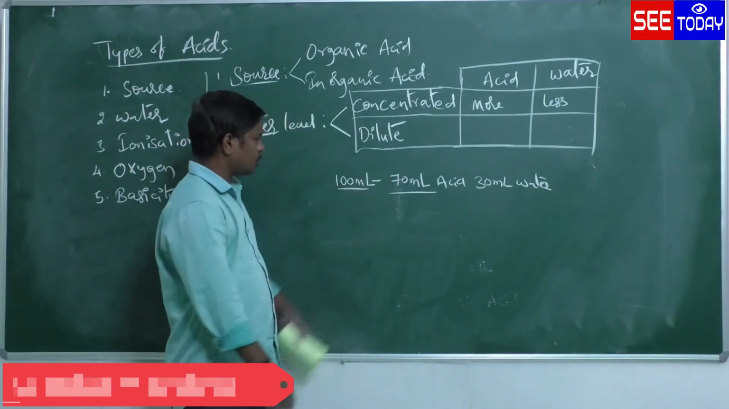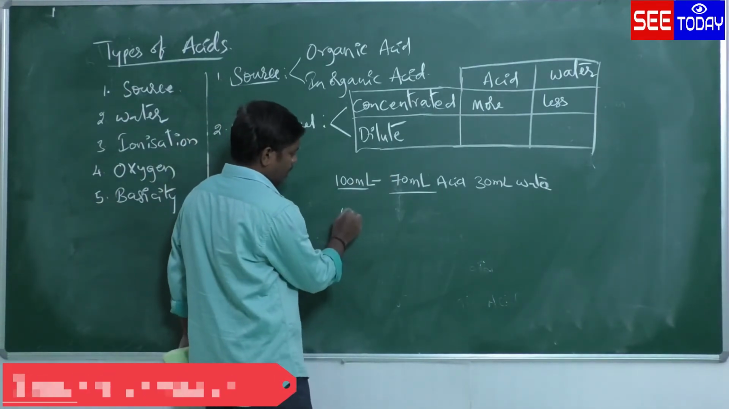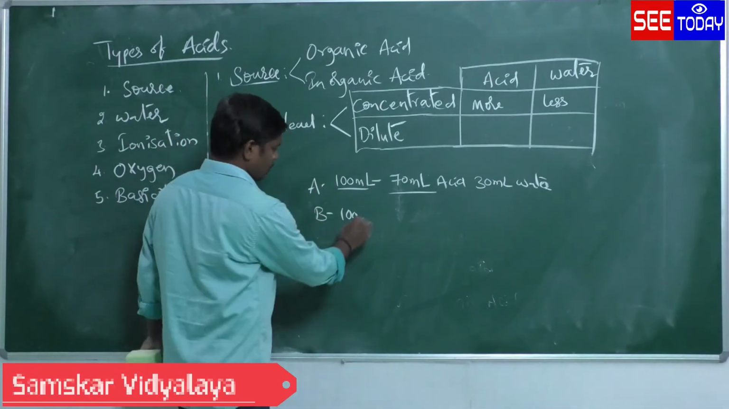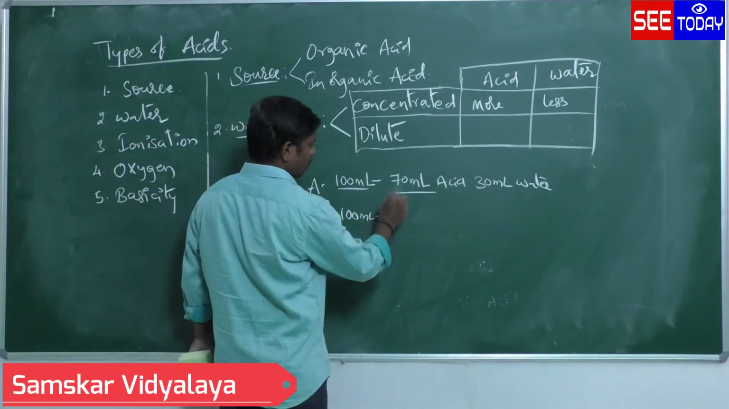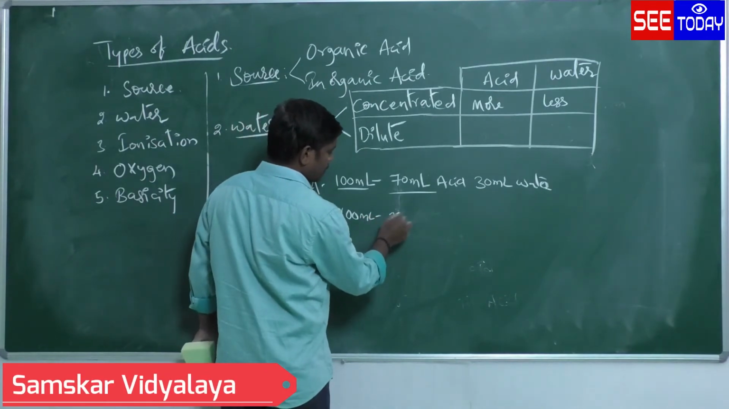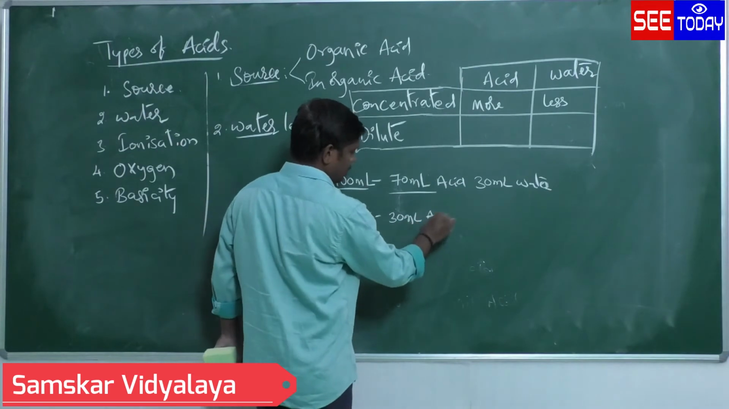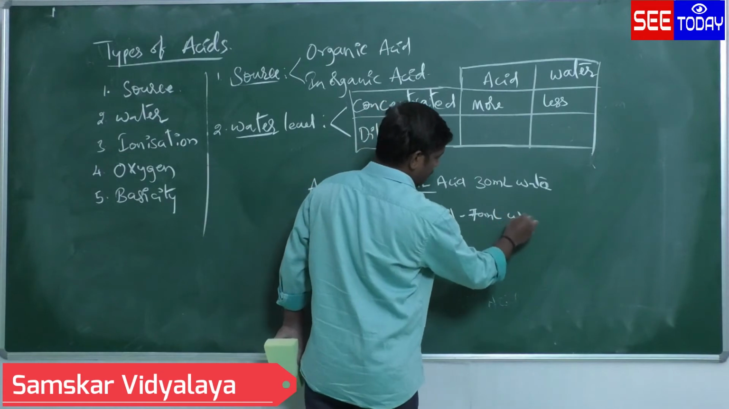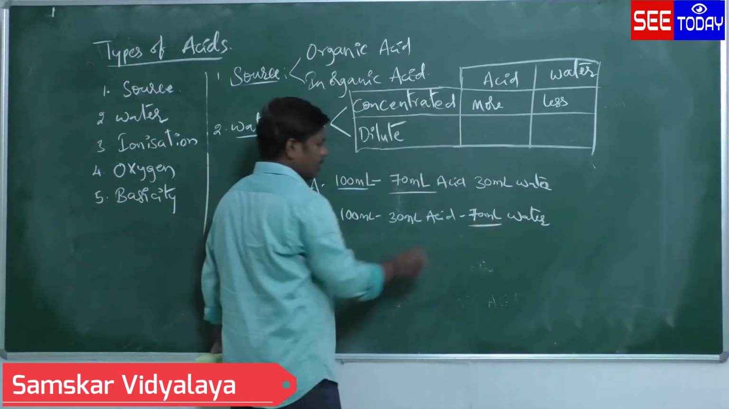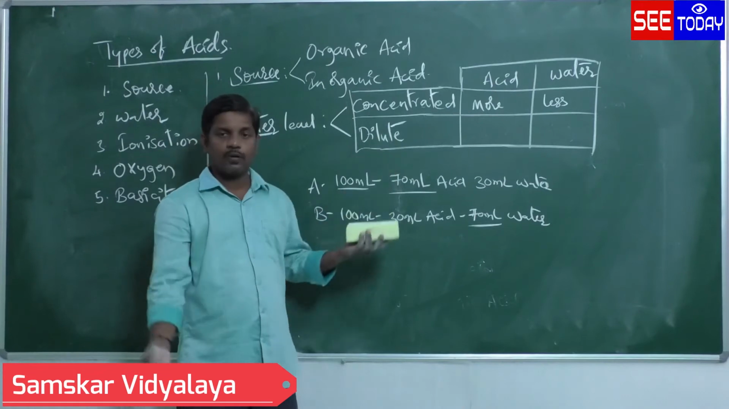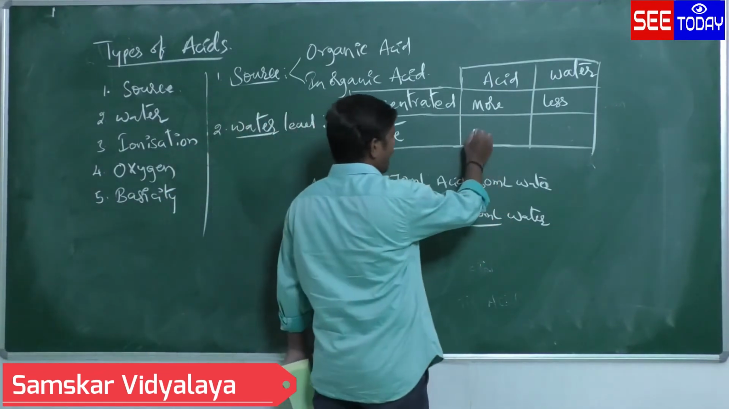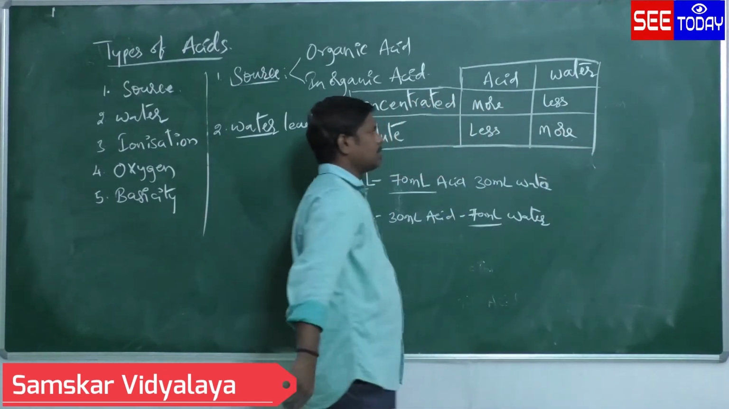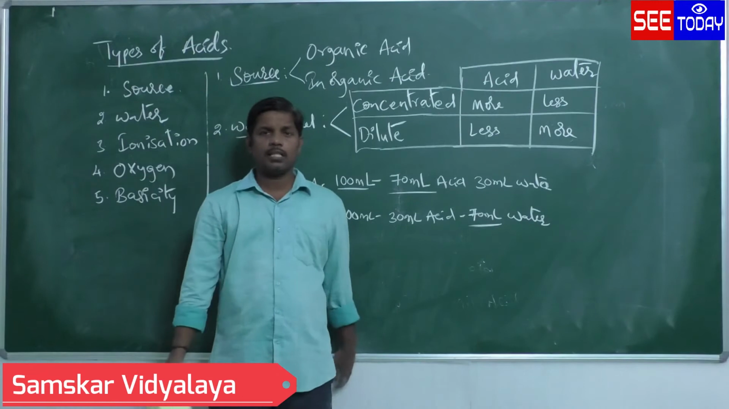Dilute is the opposite to this. Let us suppose this is solution A, this is solution B. Here also you have taken 100 ml. In this you have tested and found 30 ml acid and 70 ml water. So here water level is more. If the water level is more, we will call it dilute acid. So in this, acid level is less and water level is more. By this we can confirm that. So definition, how to write the definition?